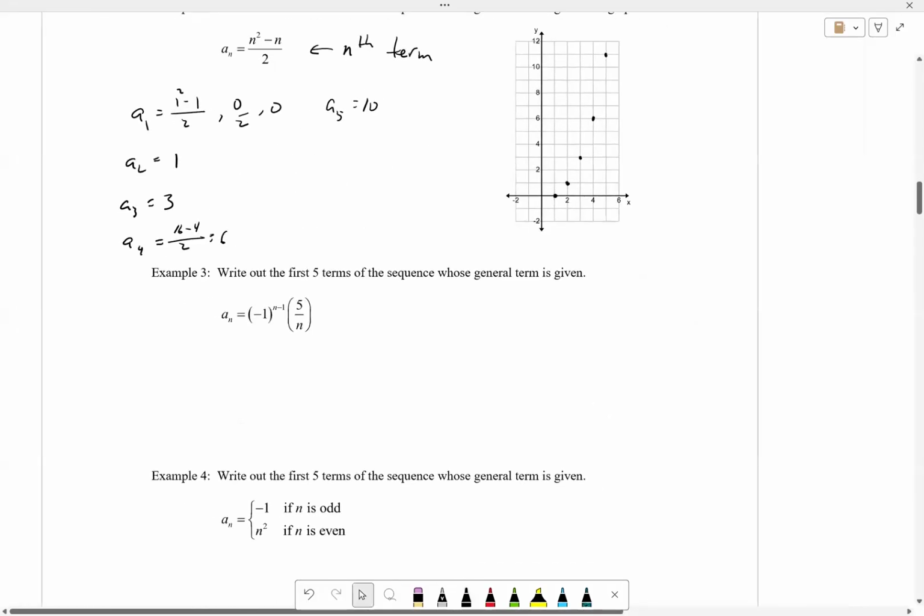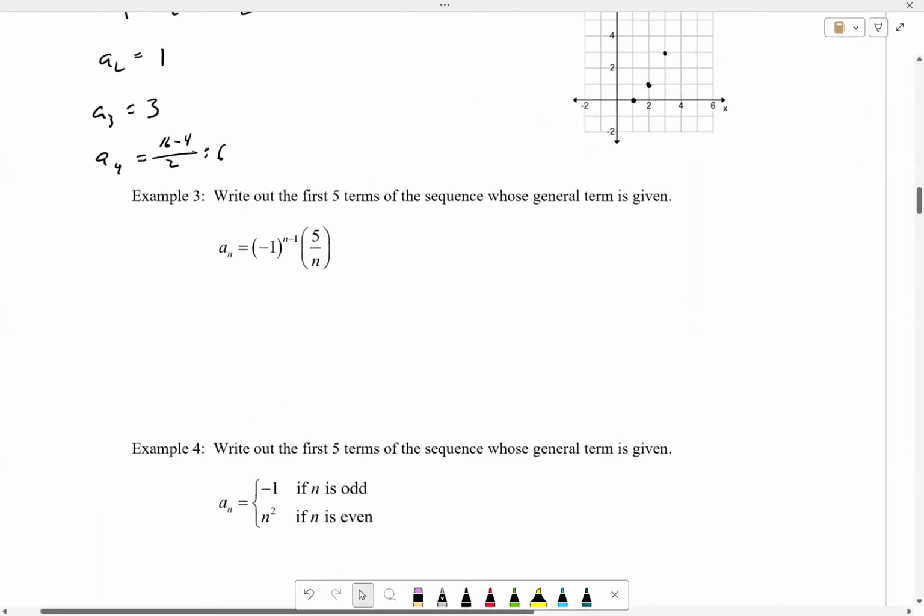For the first 5 terms of this sequence. I'll give you a moment to do that.